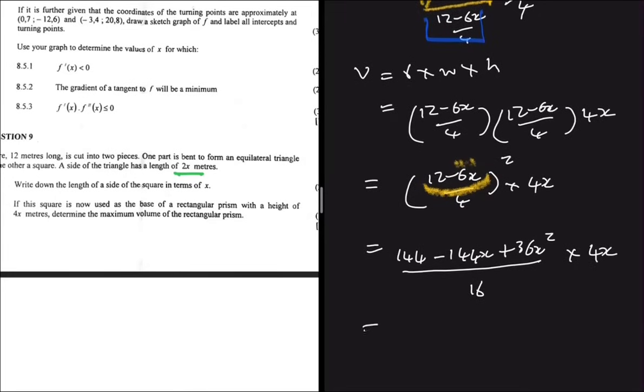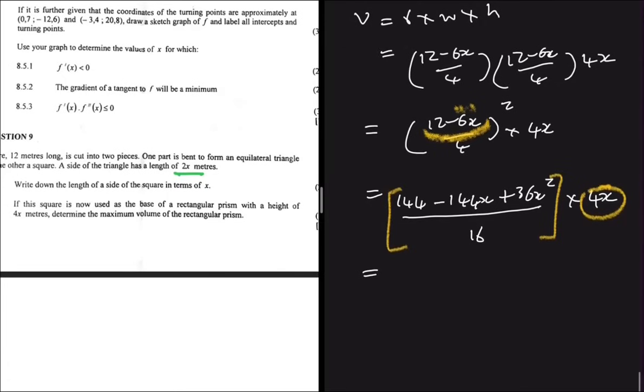So we can go ahead and multiply the entire numerator by 4x. Let's not forget that we have 4x there. So let's multiply everything and see what we're gonna get. 144 multiplied by 4x gives 576x, minus 576x squared, and then plus 36 multiplied by 4, that is 144x to the power 3. And then we're dividing everything by 16.